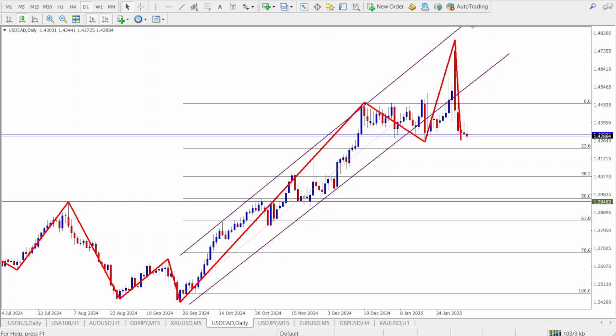And there you have it. Now you know how to identify swing highs and lows and use them to better understand market structure and improve your trading decisions.